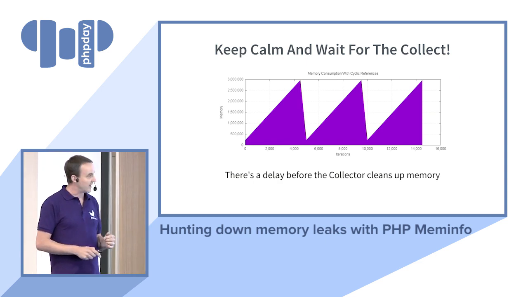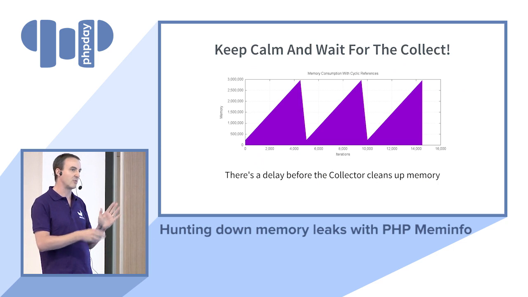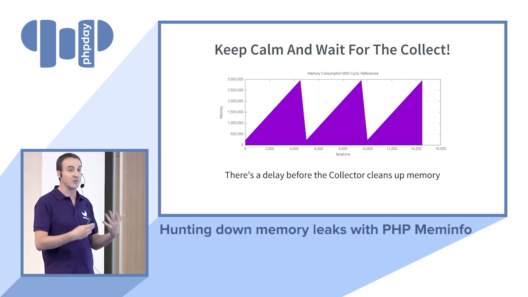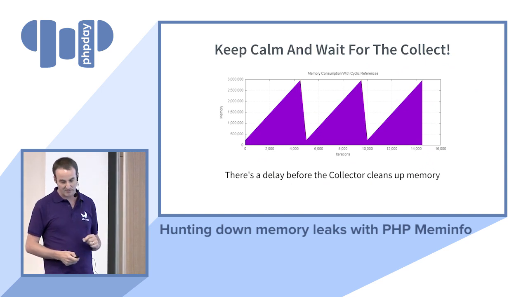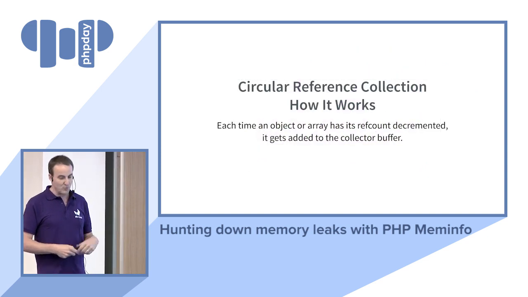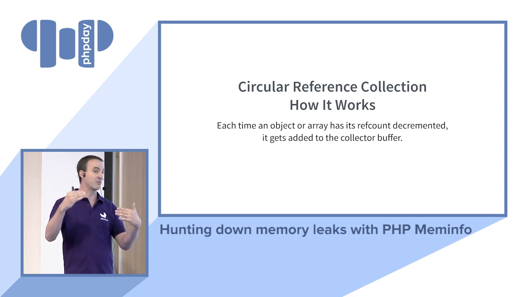Here you can see that at 5,000, 10,000 and 15,000 iterations, the garbage collector of the circular references has been triggered. That's not a random number, and you will understand later why. The way the circular reference collection works is in combination with the ref counter.